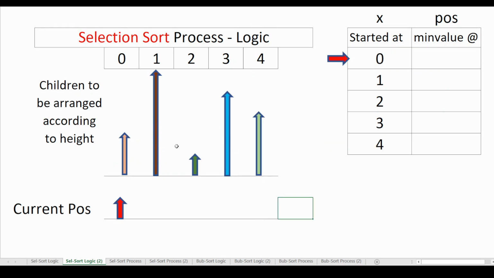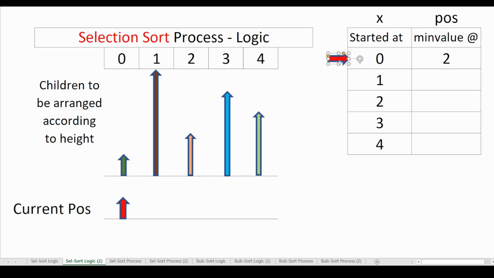I'll take another example. Now the values are different, but again we'll start off. I'm on position number 0, standing beside child number 0. Starting from position number 0, I figure out which is the smallest. Smallest is on position number 2. Let me write position number 2 here. So 0 and 2 are different children, so I swap their positions. Position number 2 comes here, 0 comes here.